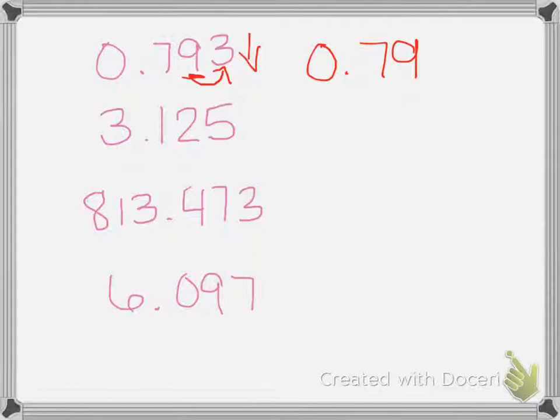Next, we have 3 and 125 thousandths. So the 2 is in our hundredths place. We look to the right, it's a 5, so we round up. So it would be 3 and 13 hundredths.